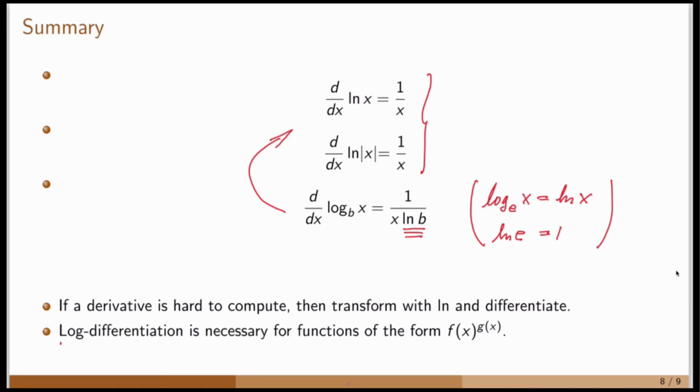Now for logarithmic differentiation, if a derivative is hard to compute, then transform it with ln and see, maybe it's easier. Log differentiation is absolutely necessary for functions of the form f to the g of x. I have not done an example here. Maybe we do examples in class. Functions of this form can easily be differentiated using logarithmic differentiation.